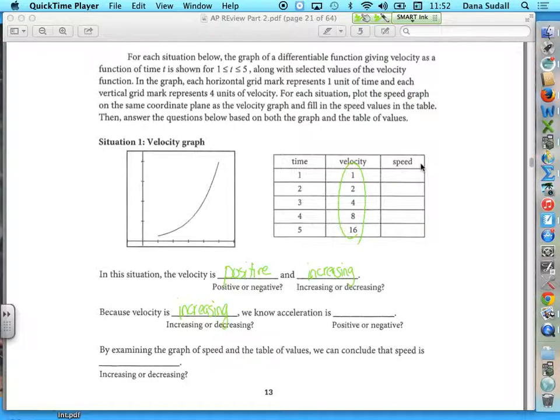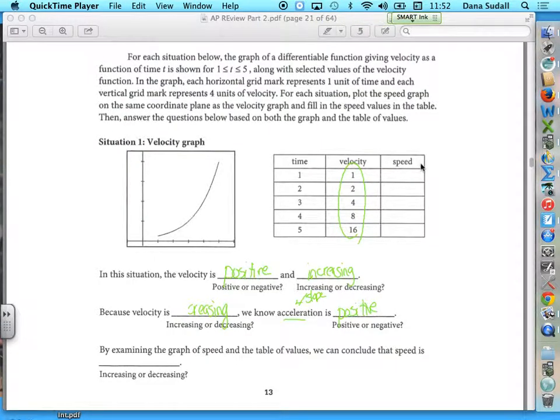Because the velocity is increasing, what do we know about the acceleration? If the velocity is increasing, the acceleration is going to be a positive value. Remember, acceleration is talking about the slope of the tangent lines. If you look at the slopes for any of these tangent lines, those will also be positive values. So the acceleration is positive.